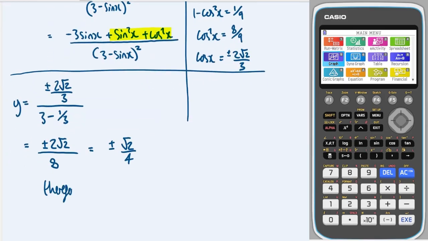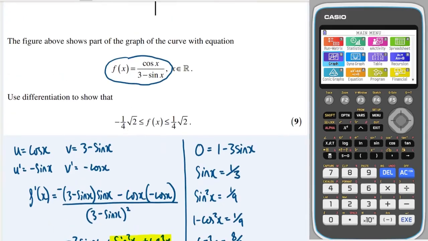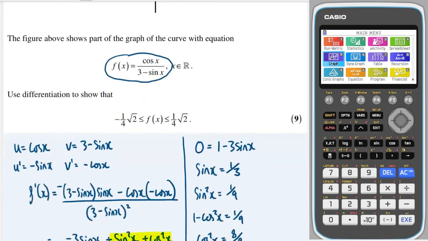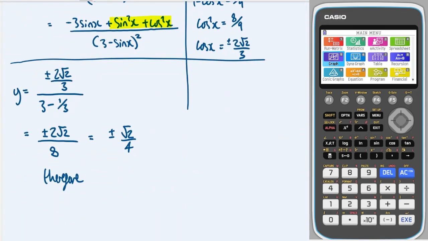We have shown that these points, the maximum and minimums, we know what the y values are, so obviously the range is in between them, as you can tell from the graph. So therefore we can write that minus root 2 over 4 is less than or equal to f of x, which is less than or equal to root 2 over 4. Bosh.